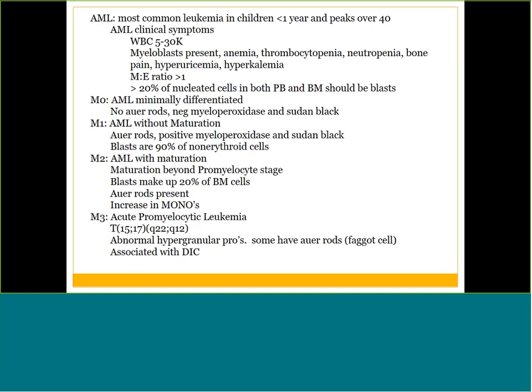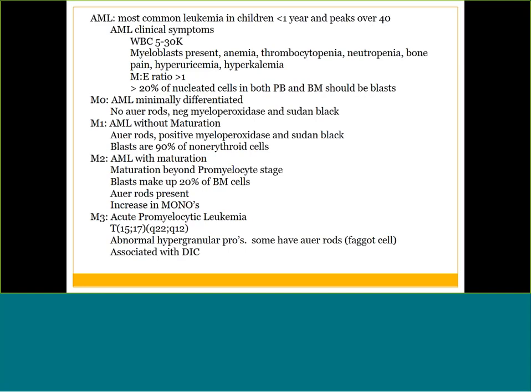M1 is AML without maturation, so we still see a ton of blasts, still above 90%, but now they've become blast cell stage, so they will stain positive with myeloperoxidase and Sudan black B. You will also see our rods present in the cytoplasm. M2 is AML with maturation. So now we're getting lots of blast cells still, but we're now starting to see some promyelocytes, maybe myelocytes show up. So we get a few other things showing up here. We still have our rods. We're still going to see positive myeloperoxidase and Sudan black B showing up.